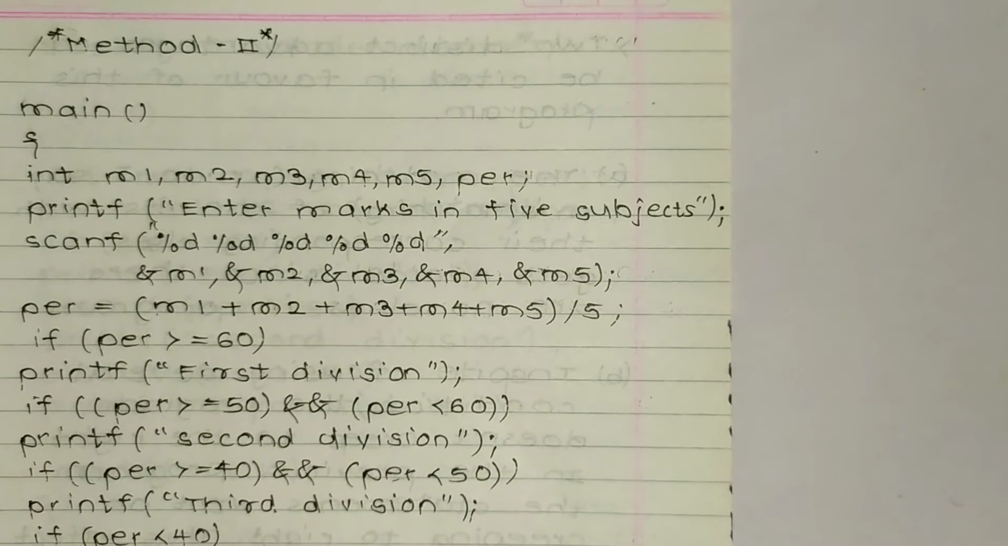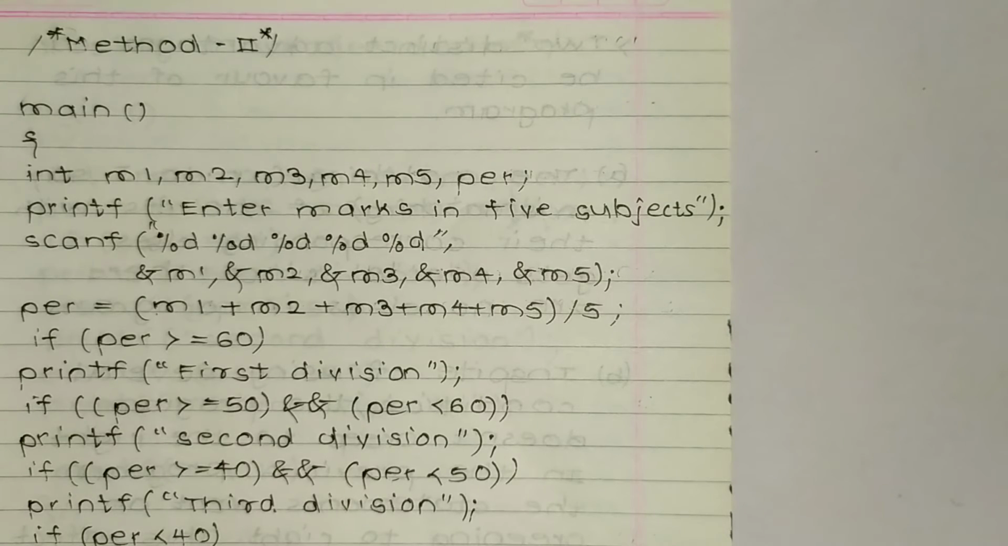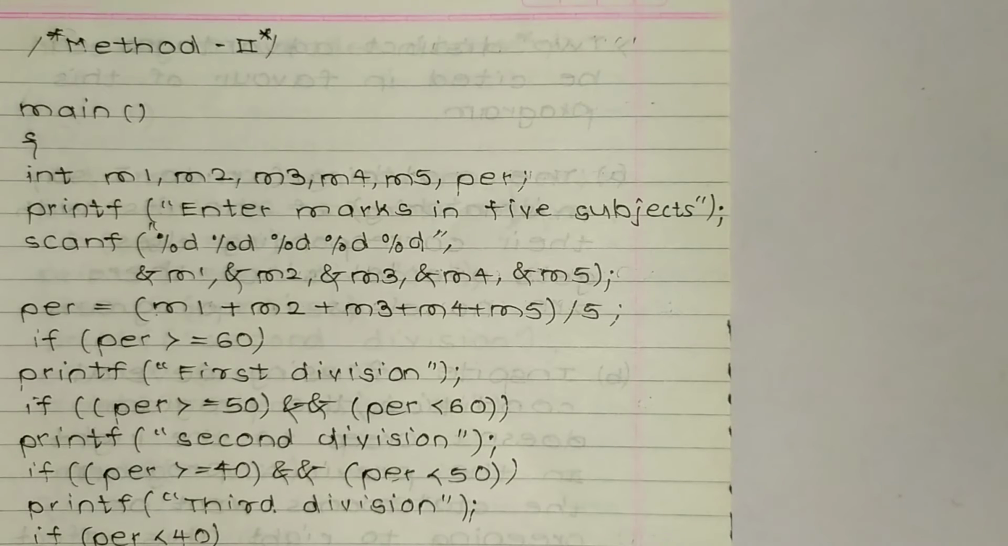First is main, which is a compulsory function. Then the bracket is opening. Now int m1 up to m5, then per, that is percentage. Now printf, enter marks in 5 subjects. So we are asking the user to enter marks of 5 subjects. Then scanf %d because all marks are integers. Now we scan these marks. Now per is equal to the sum of all these numbers divided by 5.